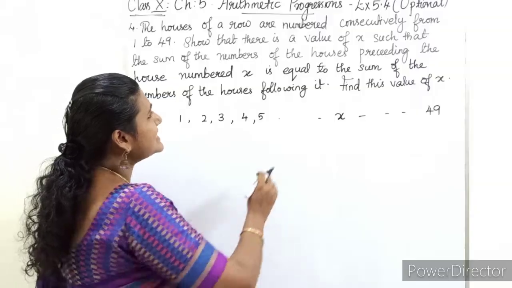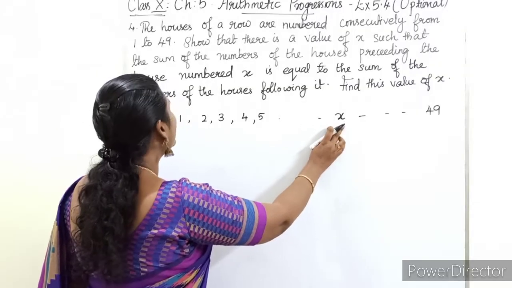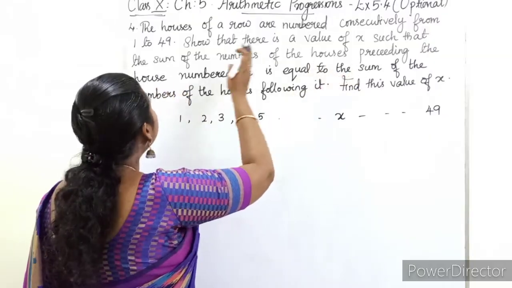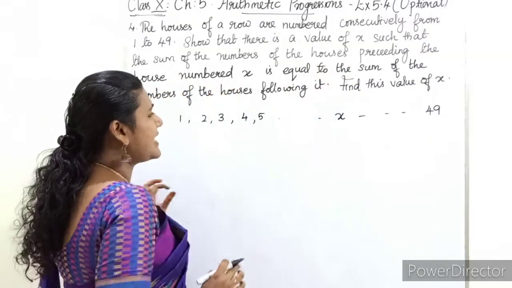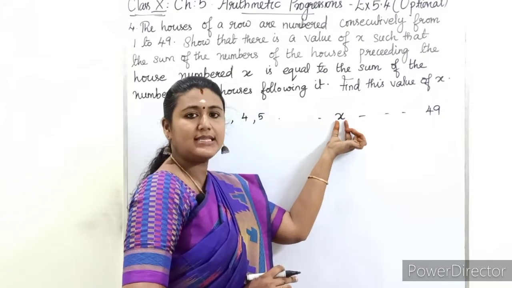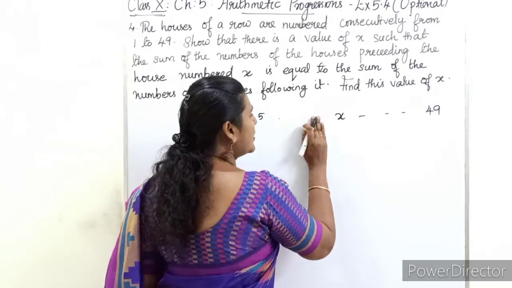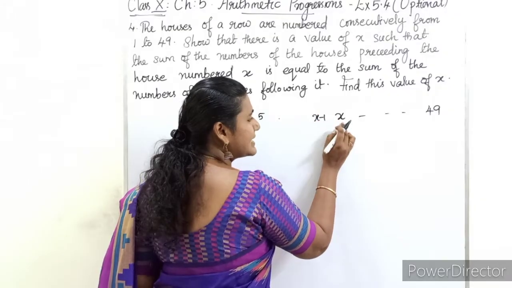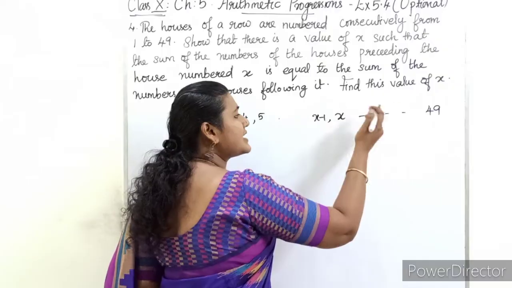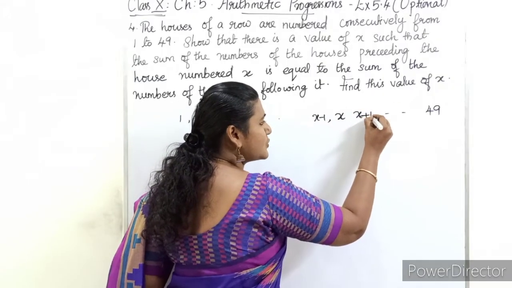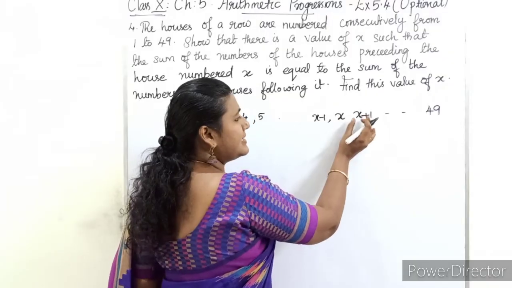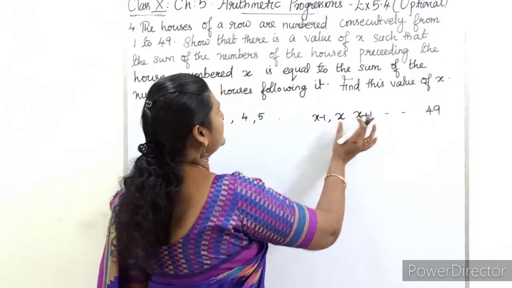So show that there is a value of x such that the sum of the numbers of the houses preceding the house numbered x. So what is the number of the house preceding this number? x minus 1. What is the next number after x? x plus 1. So this is the house with the number x minus 1 and this is the house with the number x plus 1.